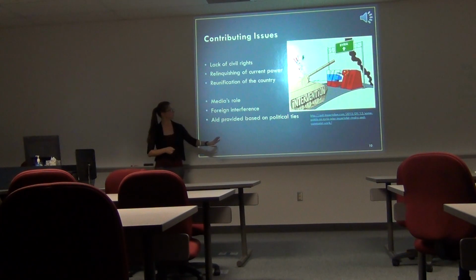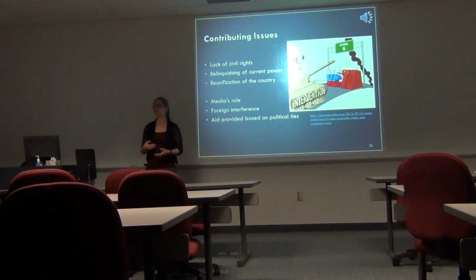Which brings me to aid being provided on political ties. When you've got aid that's provided based on political ties, such as the case with Russia, for instance, Russia sides mostly with Syria because of, for instance, Tartus, the port that we talked about earlier. And in addition to that, they have communist ties left over from the Cold War. So those ties are leading to that intervention being brought in. And similarly, America mostly sides against the Assad regime.